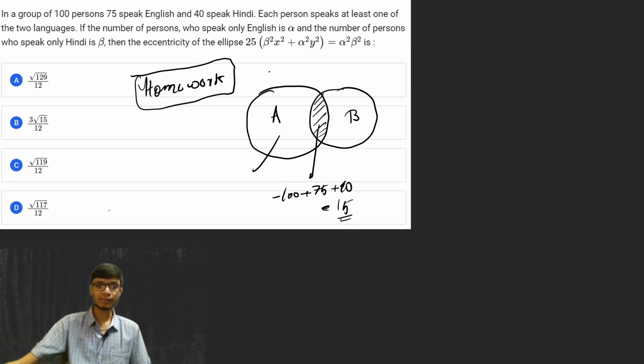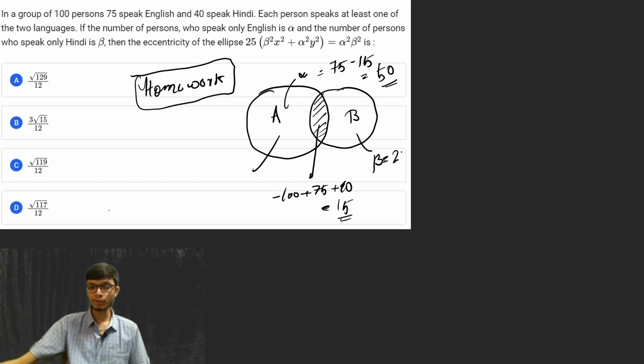From here you can say the number of persons who speak only English is alpha, so 75 minus 15 is equal to 60. Similarly, the number of persons speaking only Hindi is beta, that is equal to 40 minus 15, that is 25. So from here you can definitely work out the ellipse.